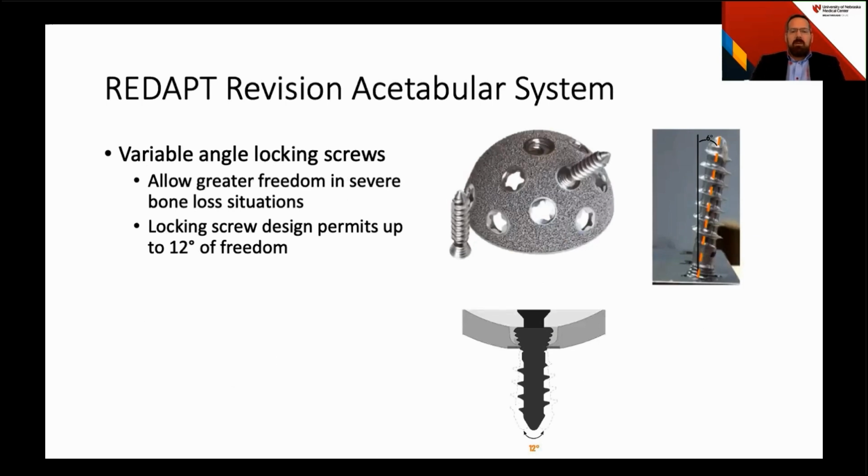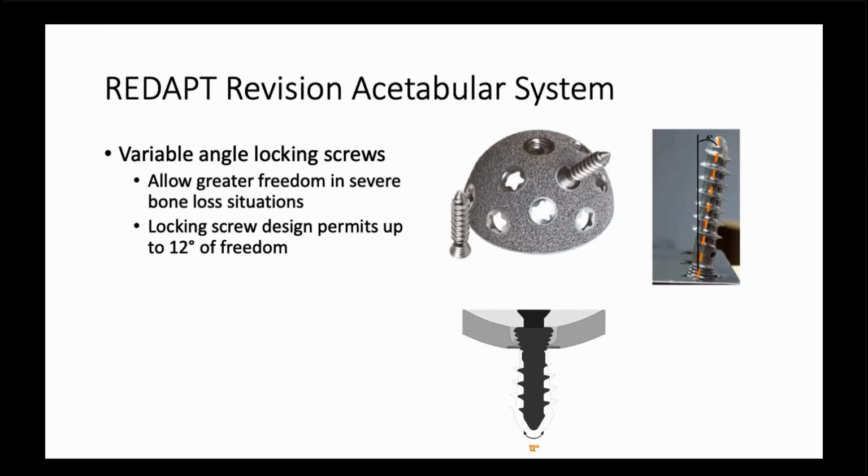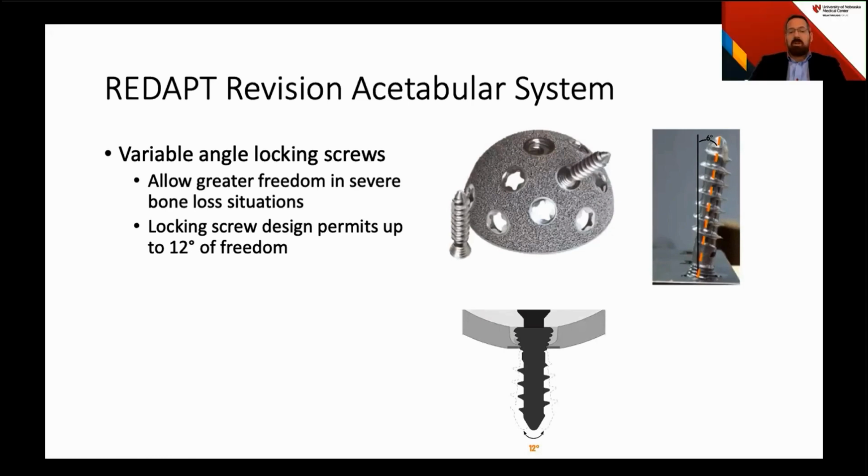The REDAPT revision system makes use of variable angle locking screws. The real benefit here is this allows greater freedom for placing your screws when you have these severe bone loss situations, like you would have in a cup without locking screws. But of course, because of the locking technology, we can have that large cone of freedom, up to 12 degrees, 6 degrees in any direction, and still have a locking screw.